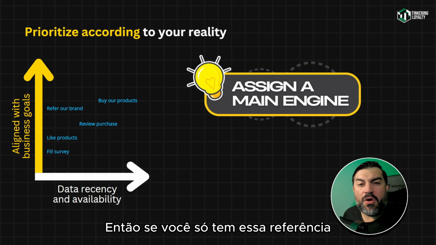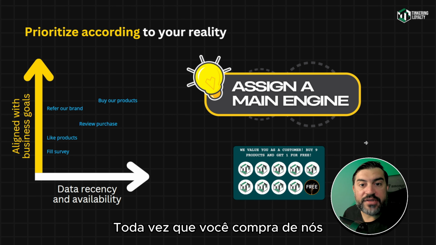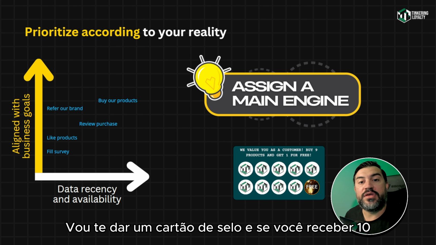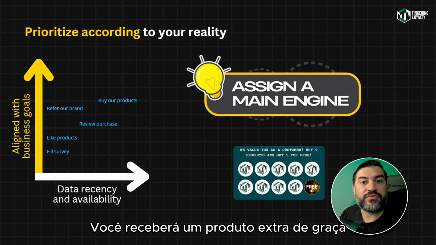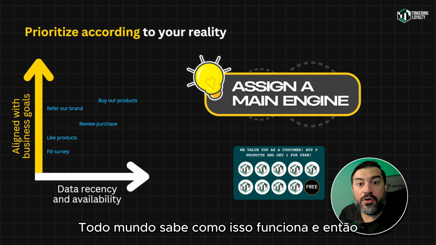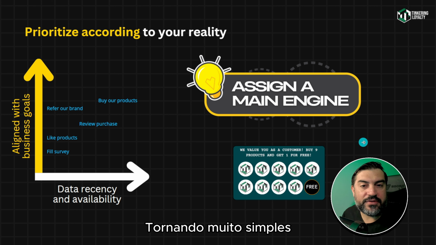So if you only have this reference, the most common use case is having the stamp card. Every time you buy from us, or every time you buy a minimum amount, I'll give you a stamp card, and if you get 10, you will get 1 extra for free. You can use stamp cards and it's very easy. Everyone knows how this works. And if I return, I'll use it, making it very simple.